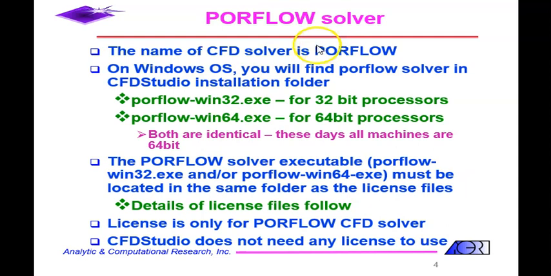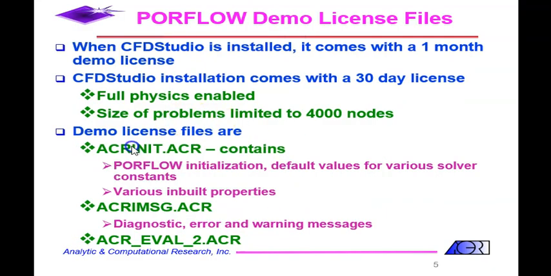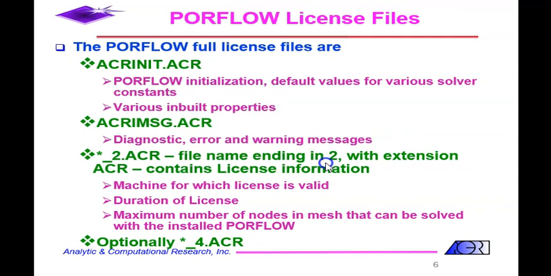Now, for CFDStudio and PORFLOW to operate together properly, the PORFLOW executable files, that is PORFLOW-Win32.exe and PORFLOW-Win64.exe, must be located in the same folder as the license files. The license files either being the demo license files acrinit.acr, acrimsg.acr, or the acreval2.acr, or the full license acrinit.acr, acrimsg.acr, and the _2.acr files.